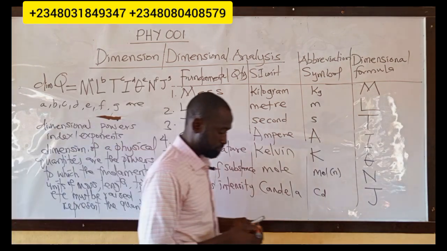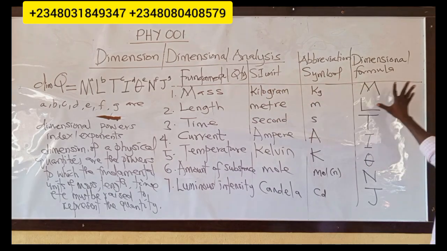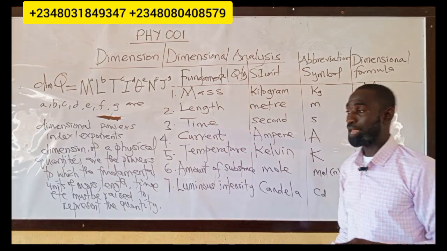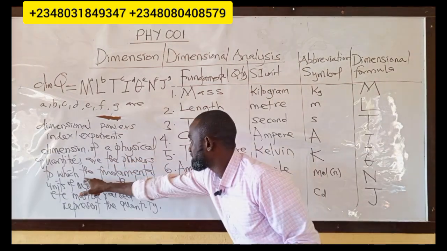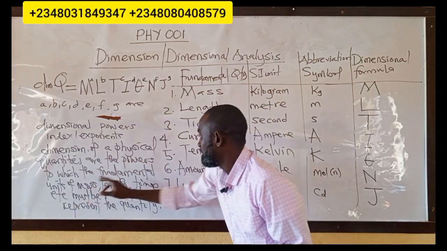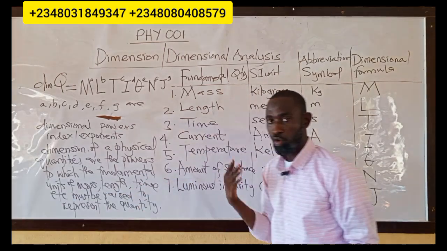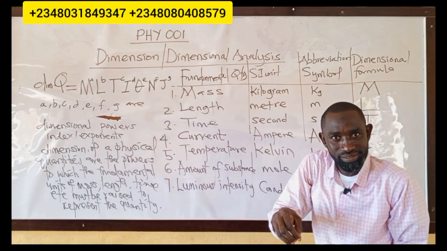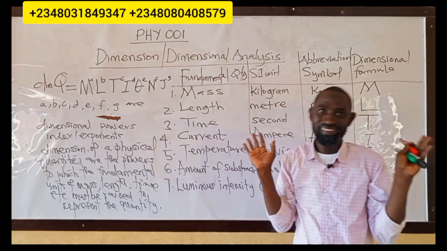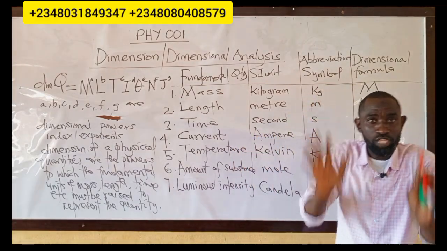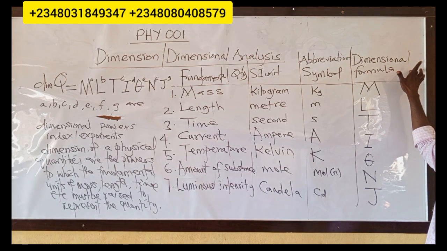Although they won't ask us to define dimension, we're going to use all these things that are written here to solve questions under dimension. So what is dimension again? Dimensions of a physical quantity are the powers to which the fundamental units of mass, length, time, etc. must be raised to represent the quantity. So our major concern under dimension are the powers, after we have memorized all the dimensional formulas.